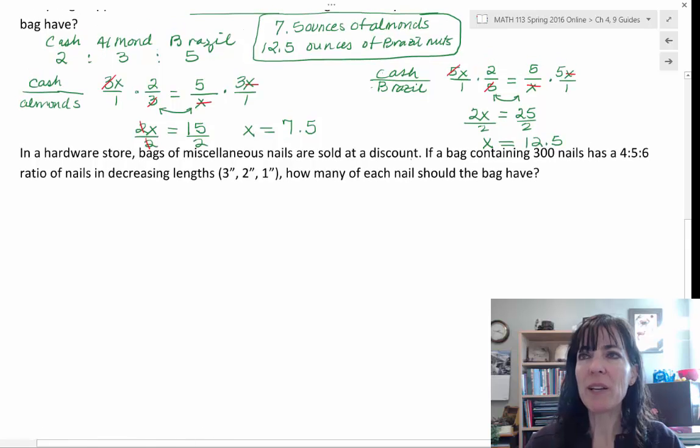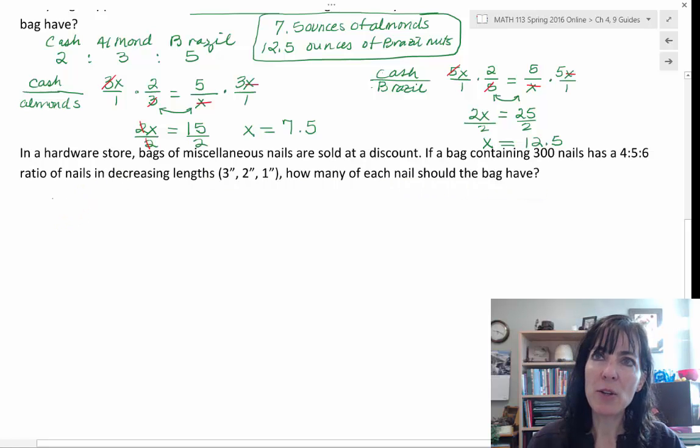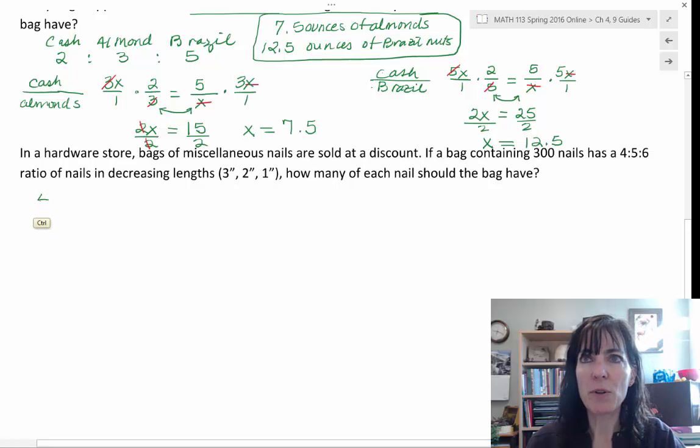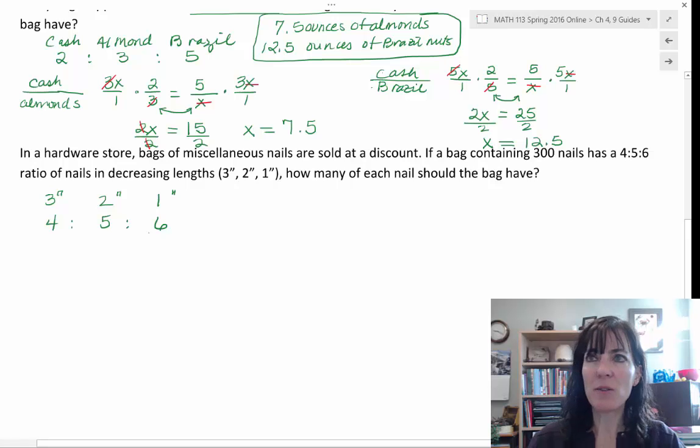In a hardware store, bags of miscellaneous nails are sold at a discount. If a bag containing 300 nails has a 4 to 5 to 6 ratio of nails in decreasing lengths, how many of each nail should the bag have? I'm going to put the words first. So that'll be 3-inch, 2-inch, and 1-inch nails, and it has a 4 to 5 to 6 ratio.